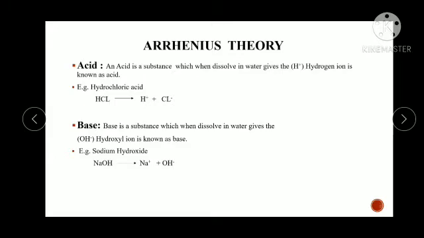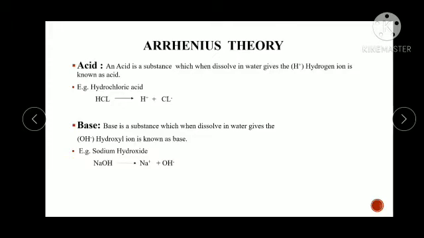Then next is the Arrhenius theory. The concept of acid and base was first presented by Arrhenius in 1884. It is also known as the Arrhenius theory of ionization and the electrolytic dissociation theory. According to the Arrhenius theory, any acid or base on dissolution in water dissociates, forming ions and establishes an equilibrium between ionized and unionized molecules.